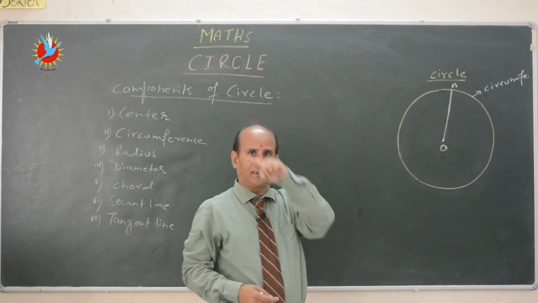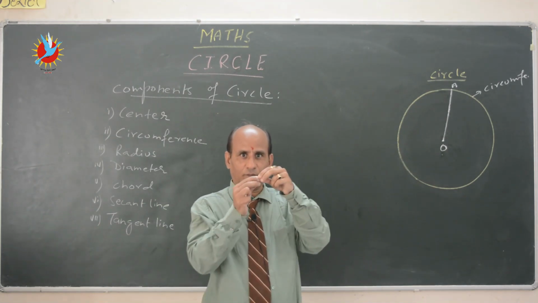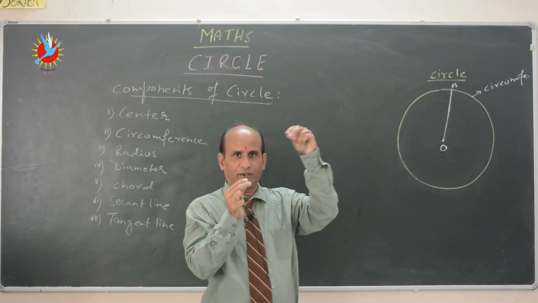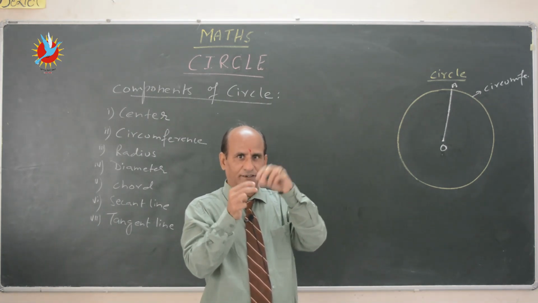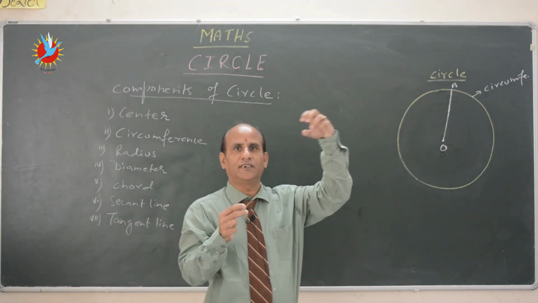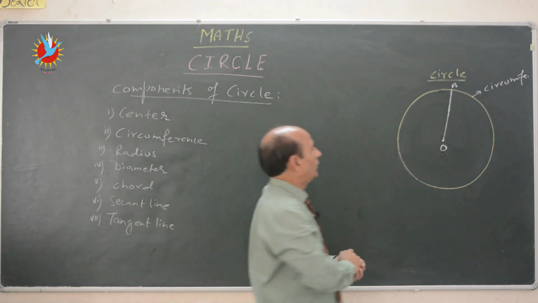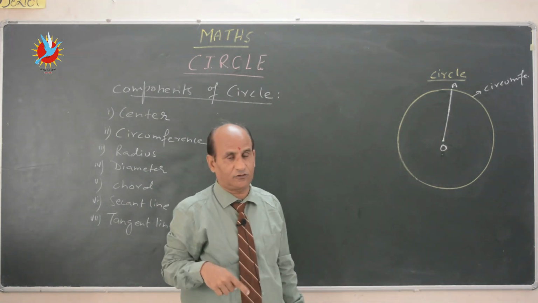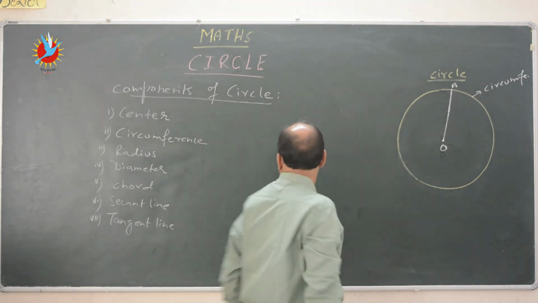Have you seen the wheel of a bicycle? There are so many iron rods from the center to the boundary of the wheel. All these iron rods fitted from the center to the boundary of the wheel are called radius. Since there are so many points, we have so many radius in the circle. So there are infinite radius inside the circle.